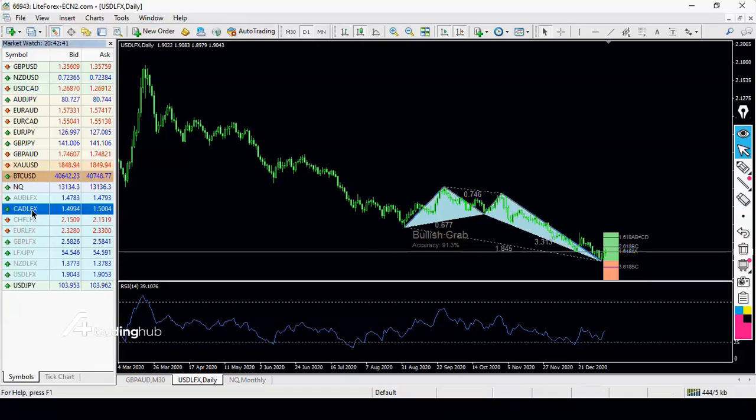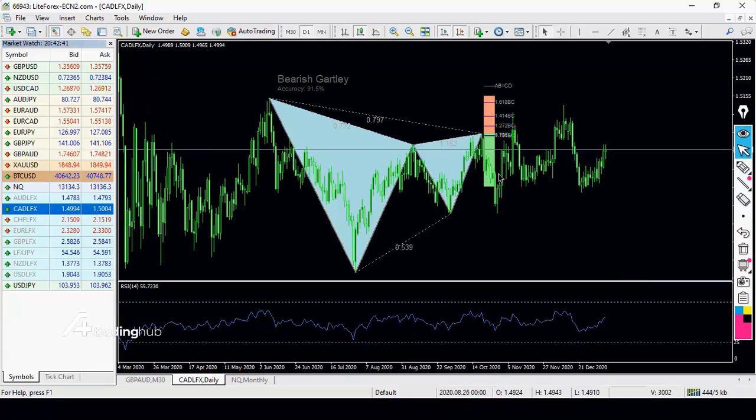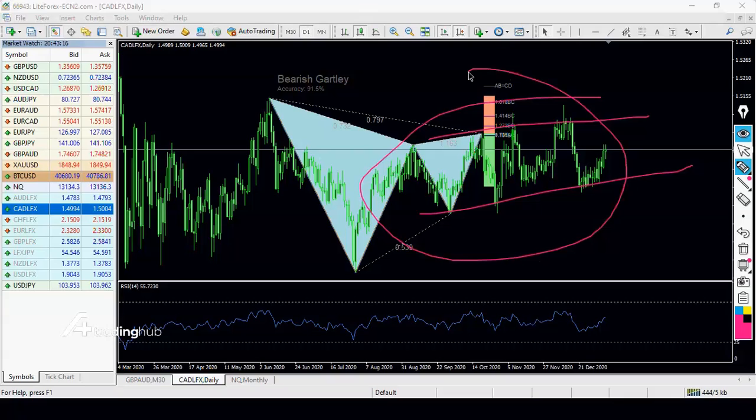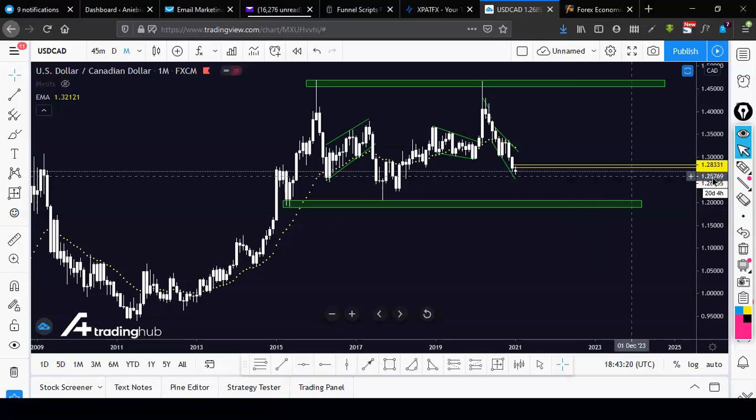Now if I pull up the CAD index, you see it's still struggling. The CAD is still struggling. Look at it, it's still ranging within here. So there's no strength on the CAD. There's no strength on the CAD. So if there's no strength on the CAD over time, I'm not seeing this at the moment drop to 1.2. I'm not seeing this drop to 1.2.